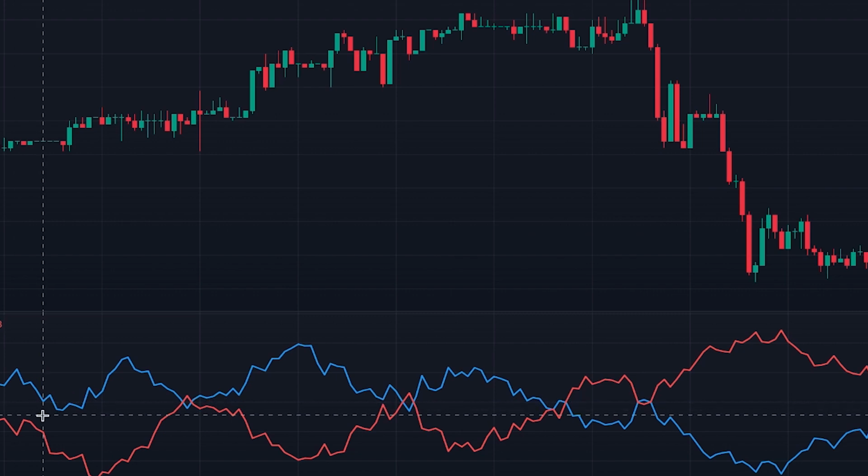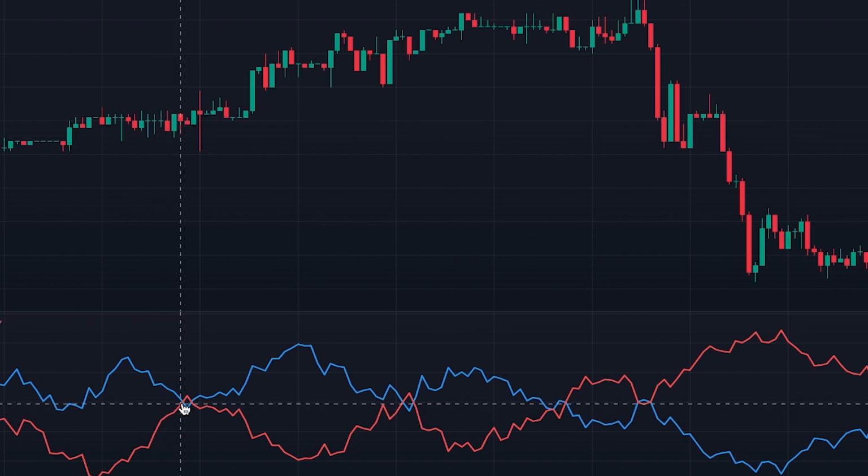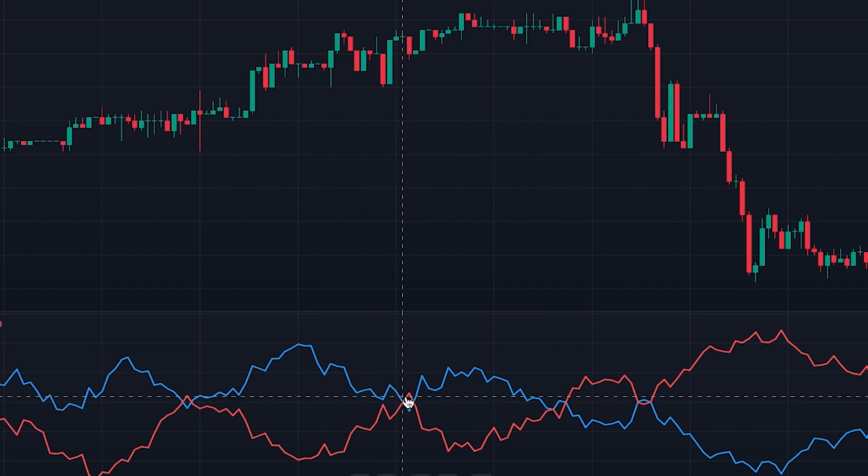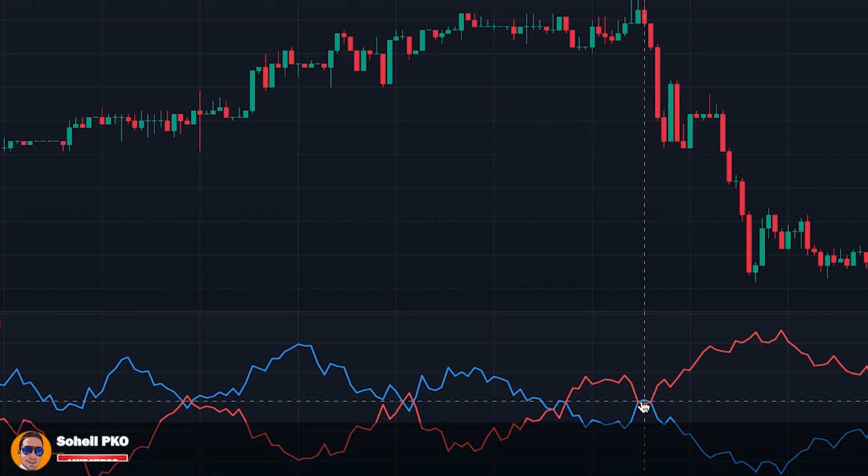But as you can see, we have many noises. For example, this sell signal is a false signal, or this sell signal here is also a false signal, or look at this buy signal here, it's a false signal. So we need to filter these noises.